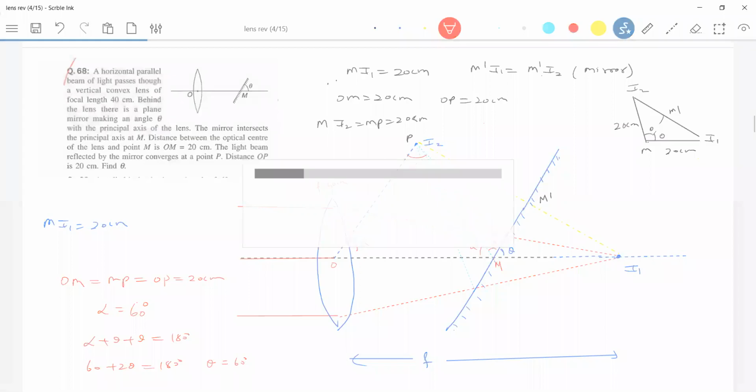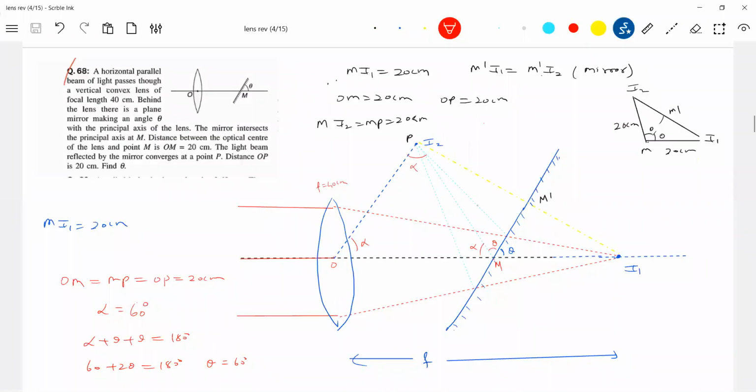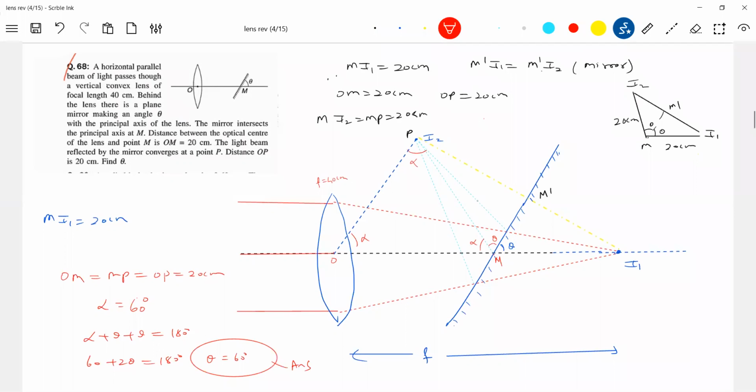It's about ray diagram, not about any other thing. So you should be very good in this ray diagram. And this will be your answer. So there's no other way. The student has to think here because nobody will help you here. It's the student's own ability to analyze the problem.